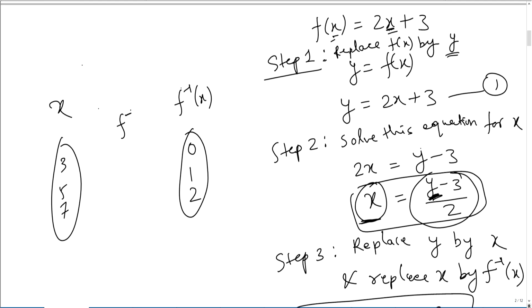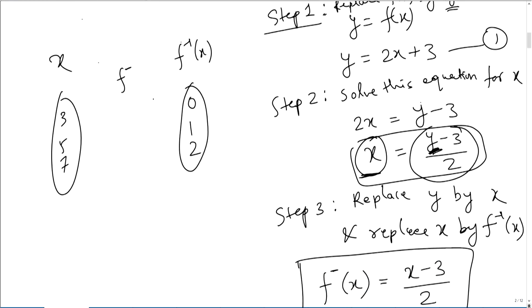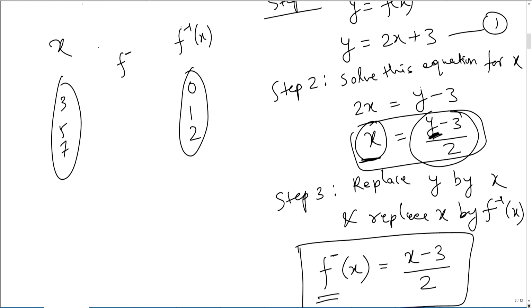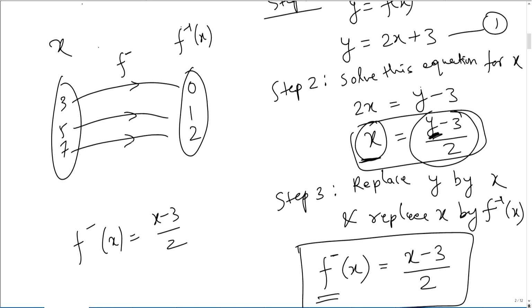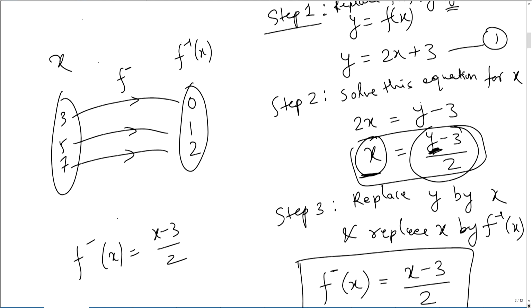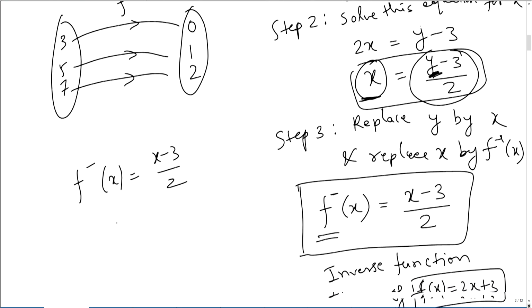Okay. So, let us see if you plug in. So, this is our function now, okay, f inverse x is equal to x minus 3 by 2. So, if you plug in 3, yes, then the value of the output will be 0. If you plug in 5, then the output would be 1. If you plug in 7, then the output would be 2. Yes, it does the mapping. So, this is indeed the inverse function of f of x. Okay. So, this is how you can find the inverse of a function.